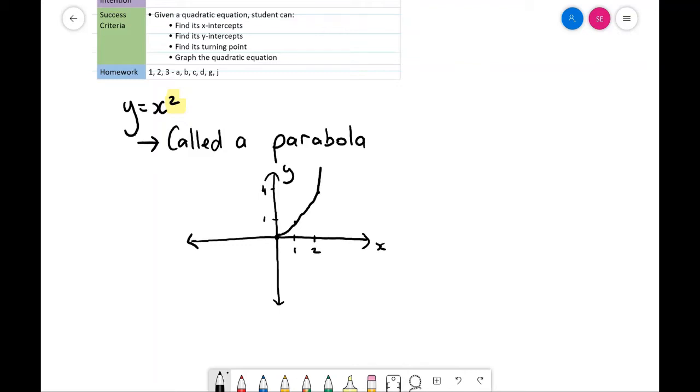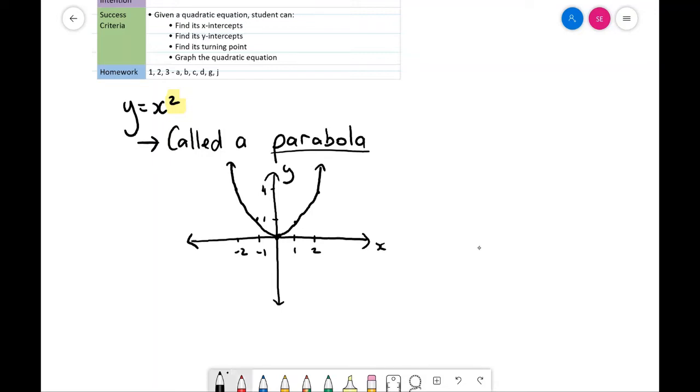And if we look at the left-hand side of the y-axis, when x is equal to -1, -1 squared is 1. When x is equal to -2, -2 squared is 4. So we get a similar sort of shape here on the left-hand side. We call this a parabola. It kind of looks like a smiley face.